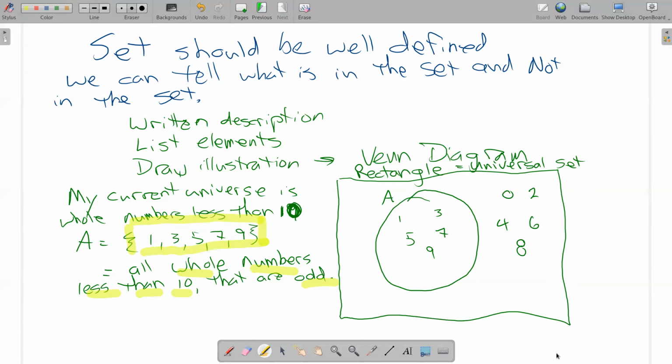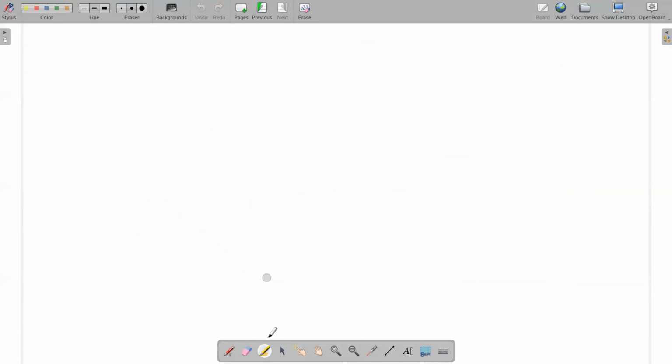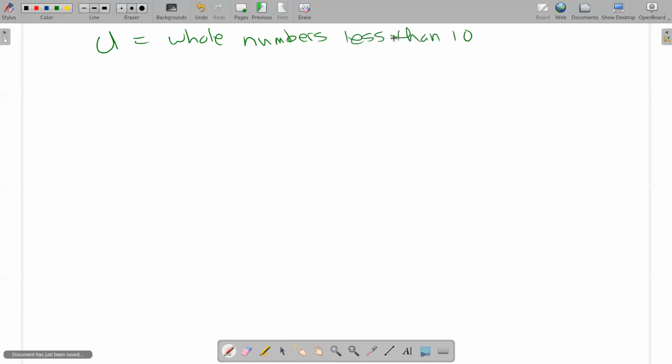Let's try another one. Let's go with the same universe. So my universal set, whole numbers, less than 10. And let's stick with the same set A. A is in the universe, and those are odd numbers. And I'm going to make a set B. Those are going to be prime numbers.